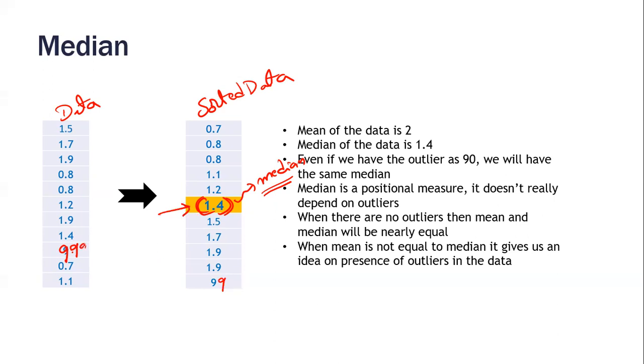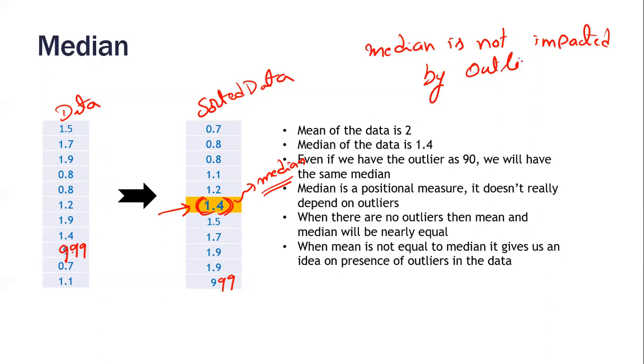Instead of 99, if I have 999, what is the new median? Still 1.4. Can I say the median is not impacted by what? Outliers. The median is not impacted by outliers.